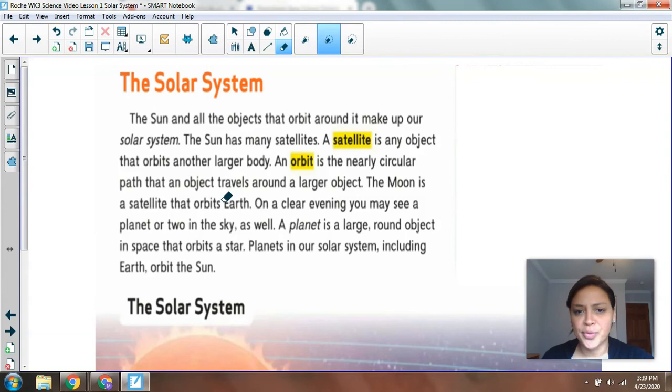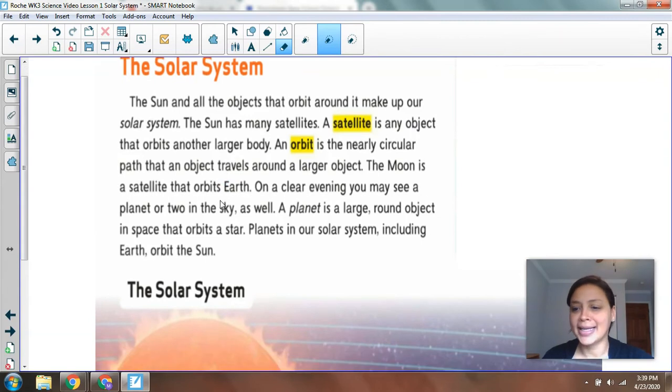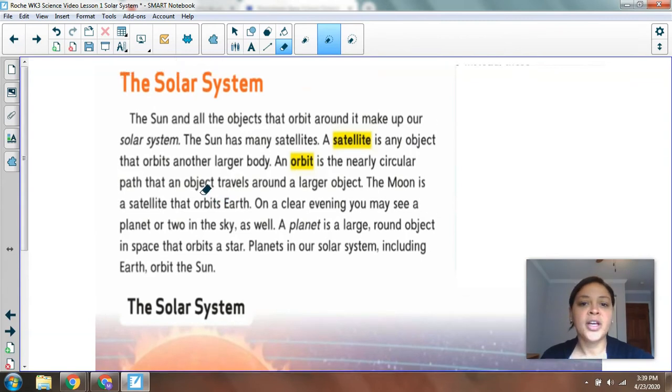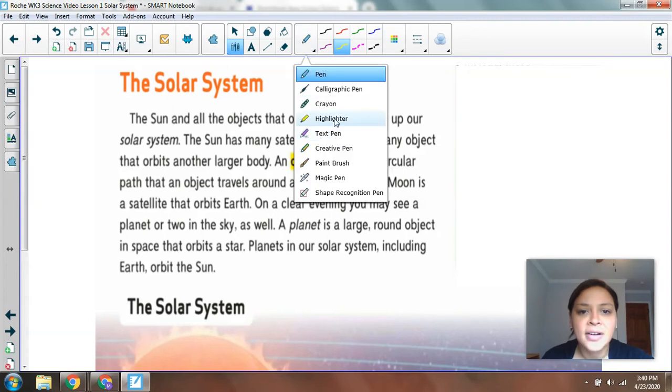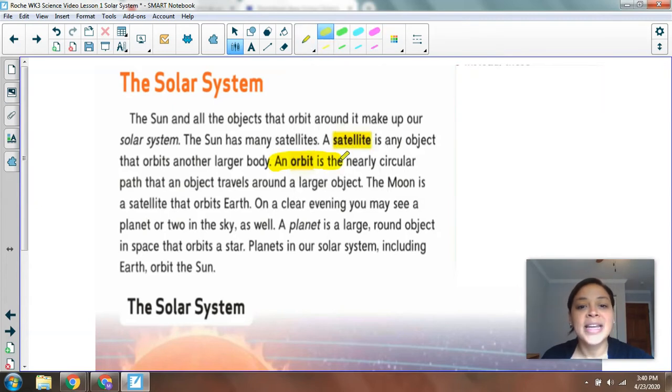So I'm going to go through, boys and girls. I'm going to ask you some questions. We're going to highlight some important information here. So what is an orbit? And look back in the text. I hope you were able to look back and find, I'm going to turn my highlighter on, that an orbit is the nearly circular path that an object travels around a larger object.